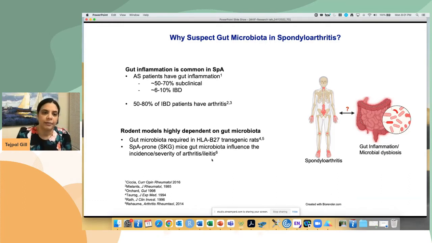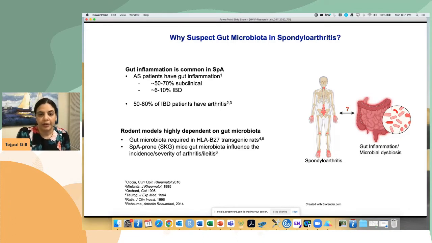The other piece of evidence comes from the rodent models, which have been shown to be highly dependent upon the gut microbiota. If we take the example of the HLA-B27 transgenic rat model, the disease development is dependent upon the gut microbiota, as HLA-B27 transgenic rats reared in a germ-free environment will not develop either inflammation or arthritis.